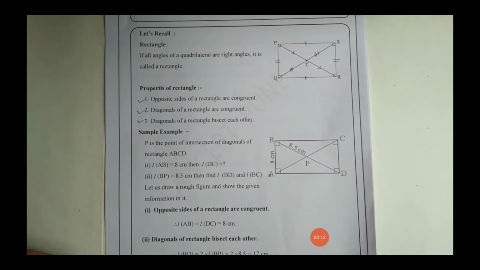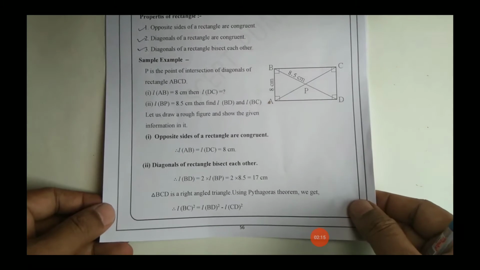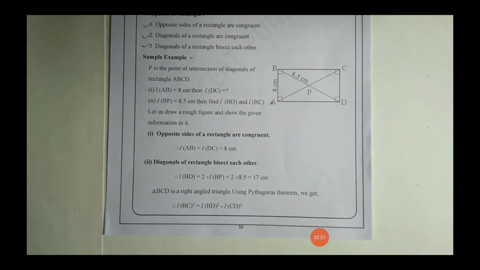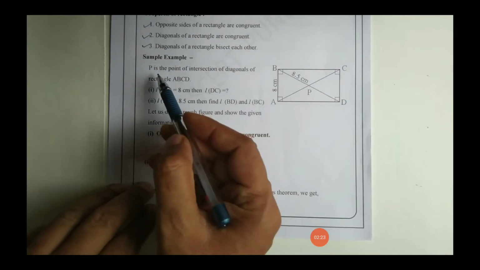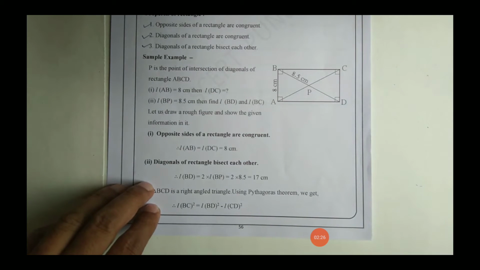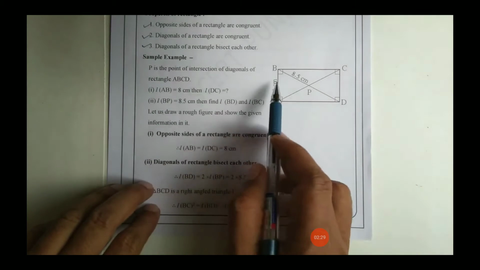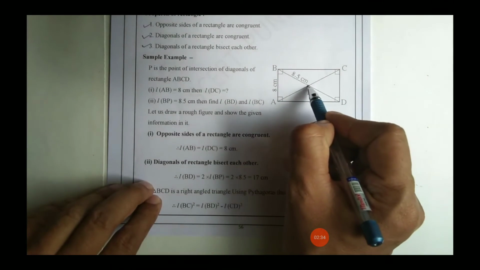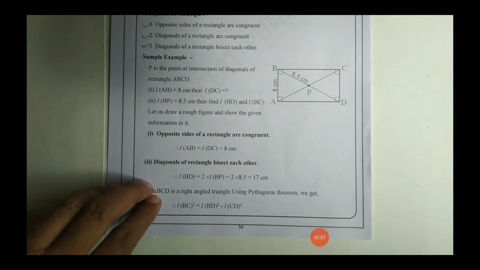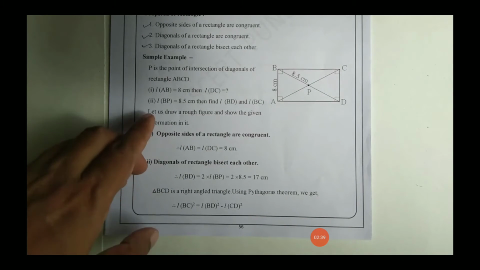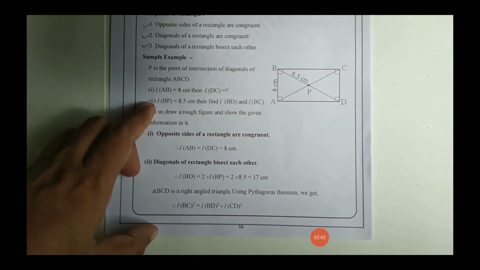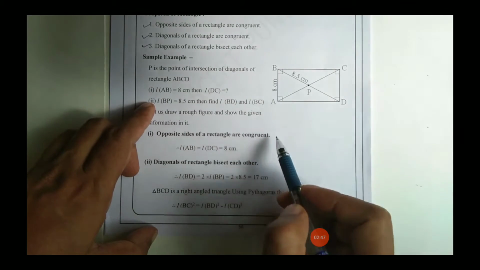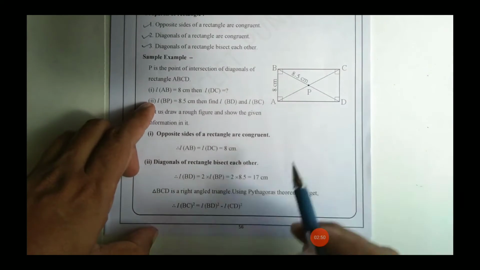Now we'll see the solved example. Sample example or we can say solved example. So example मध्ये काय सांगितले बघा. P is the point of intersection of diagonal of rectangle ABCD. This is a rectangle आणि ह्या rectangle चे जे diagonals आहेत ते ह्या P point मध्ये intersect करतात. Then what is next thing? Length AB is equal to 8 centimeter. It is also given. AB 8 centimeter. Then find DC. The DC find out करायचा आहे.